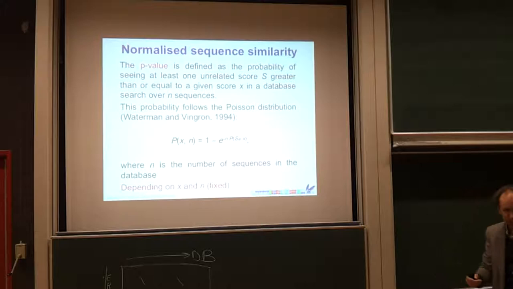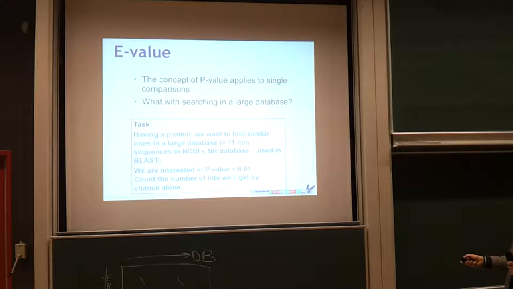Now, it turns out, Waterman, this is the Waterman from Smith and Waterman, didn't stop there, he worked on, as you can see, the Poisson distribution. This tends to behave not like a normal distribution, it's a bit different, the Poisson distribution. Doesn't matter. From this p-value concept, we go to an E-value.